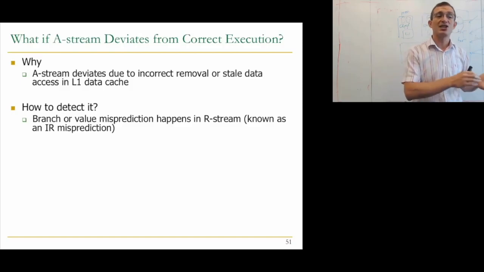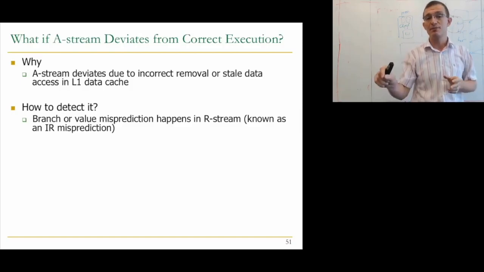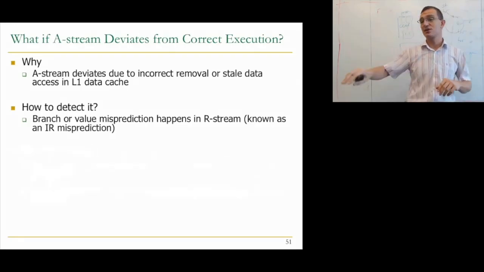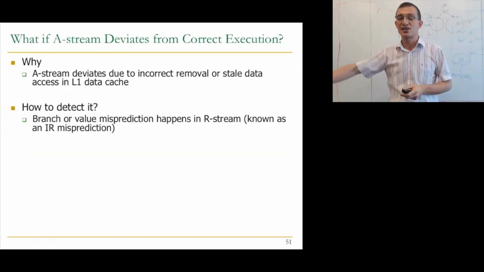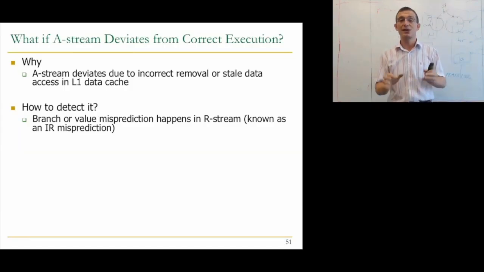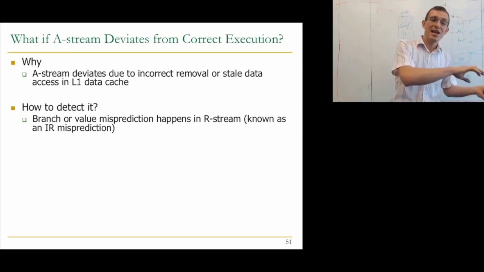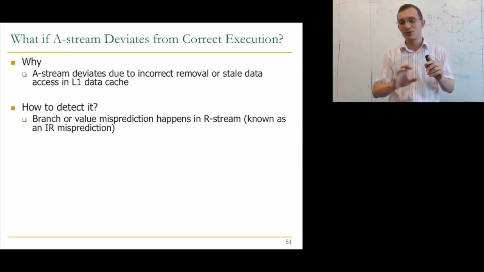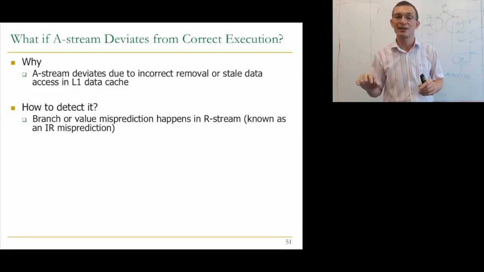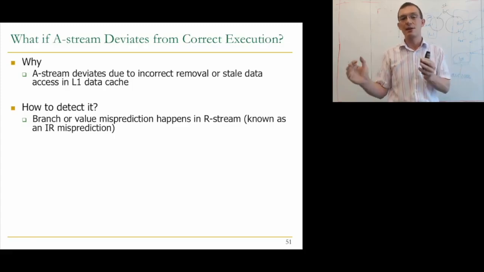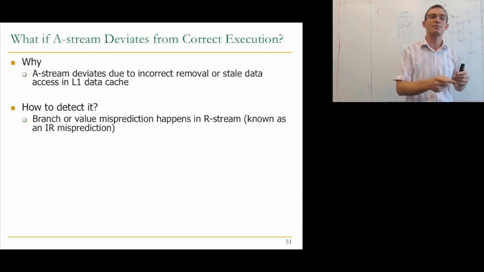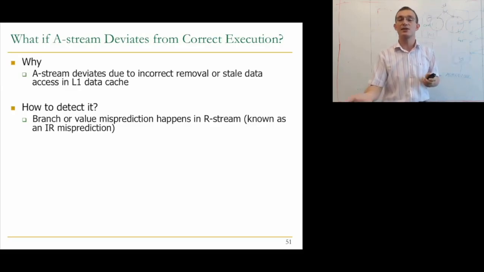Basically, there can be a branch or value misprediction that happens in the R stream, and this is also known as an instruction removal misprediction. Once this misprediction is detected in the R stream, the redundant stream, because remember, it's there for safety. It's really there for correctness, whereas the A stream is really there for performance. Remember, we covered token coherence that decouples performance and correctness. We're really decoupling performance and correctness somehow here. The redundant stream is ensuring correctness. The advanced stream is ensuring high performance by prefetching results, by generating results for the R stream.